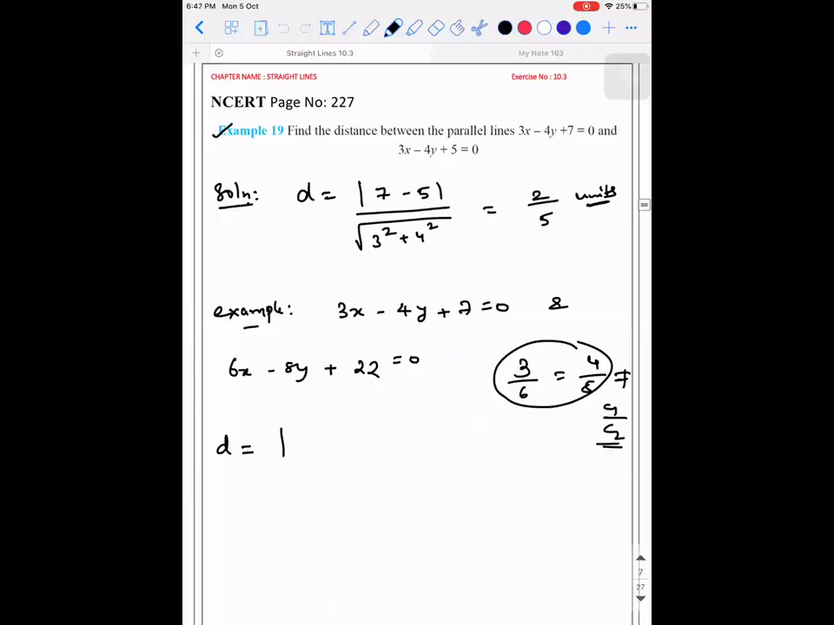Now, see, tell me what is it? 22 minus 7, divided by root of A square plus B square, right? So we can't take 6 square plus 8 square minus 8 square. That is what I wanted to check.